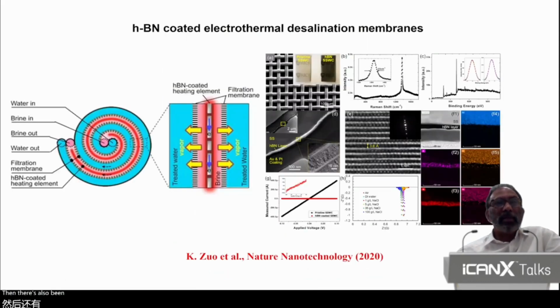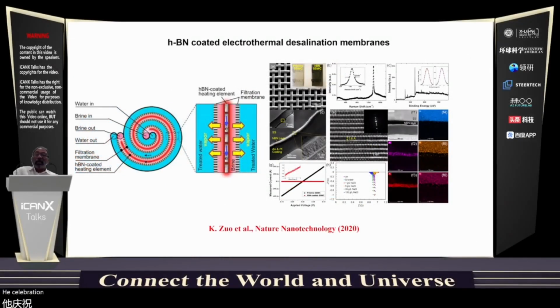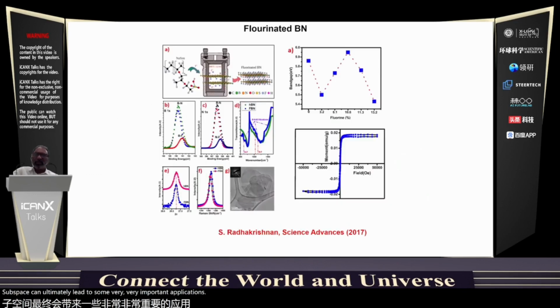There have also been examples, very recent work, showing that they could be extremely good thermal conductors in applications like electrothermal desalination, and also protect the metals on which they are coated from corrosion. So again, engineering of these materials, these 2D layers on substrates, can ultimately lead to some very important applications. And again, boron nitride is also a material that you can think about functionalizing, although much more difficult than graphene.